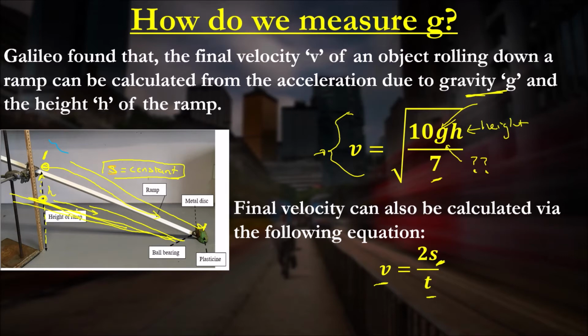Once you've found that, obviously start timing here. So your start time is here, 0, and then your end time is when it passes the ramp.